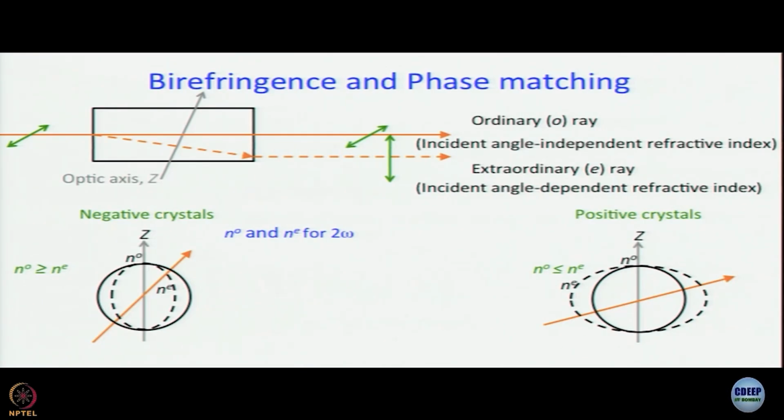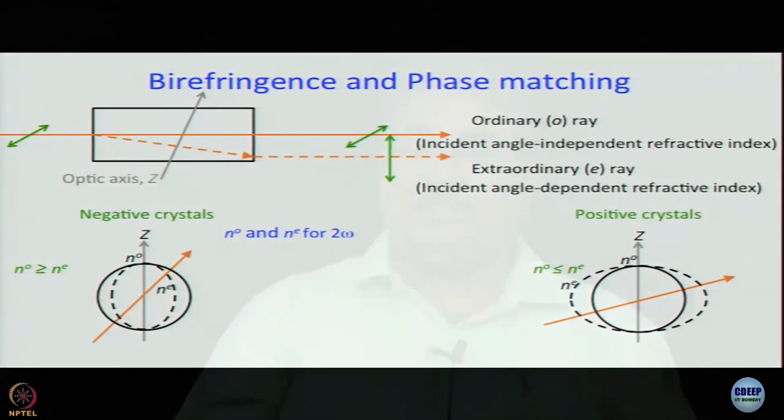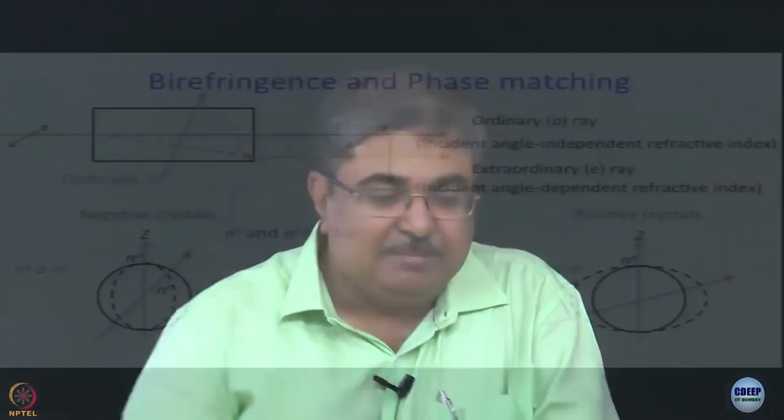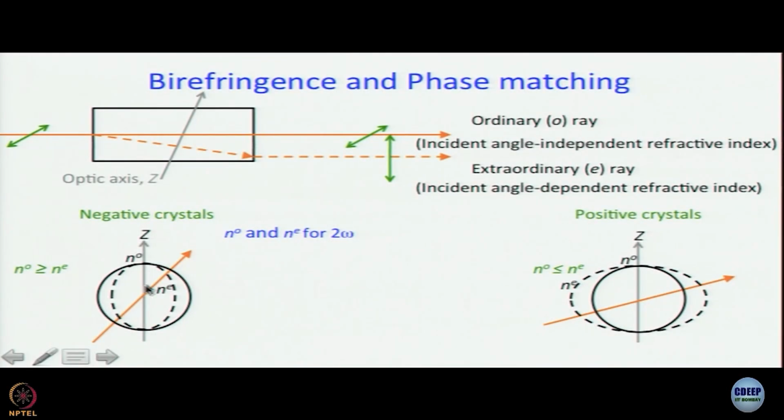Next we said, now for the negative crystal, I might as well have drawn it for the positive crystal, it does not matter. I am just showing you the example. For the negative crystal, now I want to draw the circle and ellipse for NO and NE, not for the fundamental omega, but for the second harmonic 2 omega. So, first thing we agreed upon is that this basic shape should not change. A negative crystal will remain a negative crystal, but then refractive index for 2 omega for the O ray, it is easier to understand the O ray.